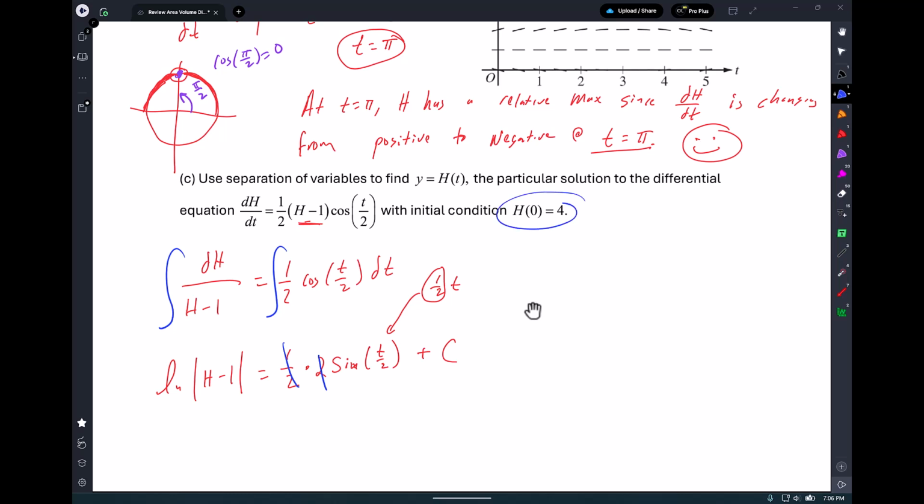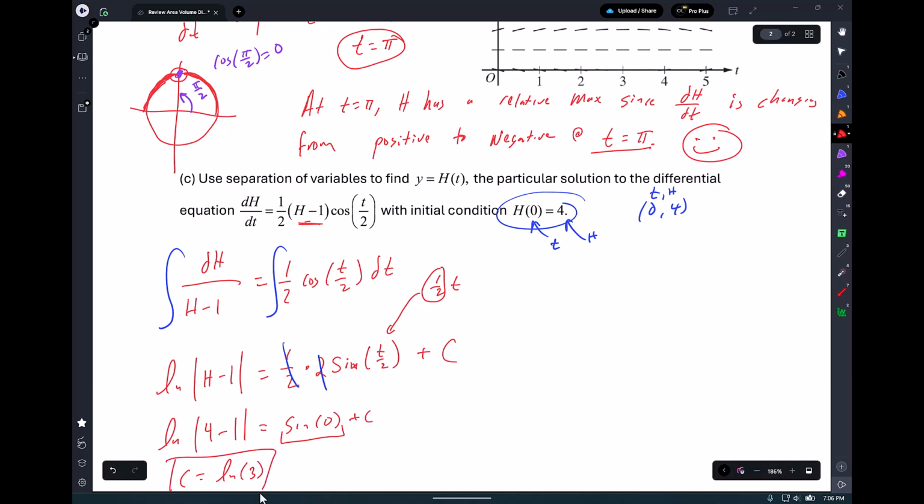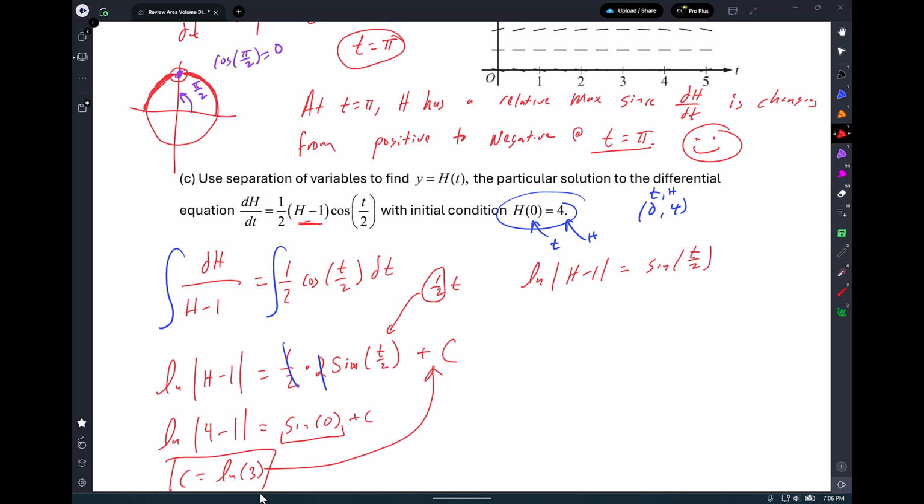I'm going to plug in this point: the 0 is a t and the 4 is an h. So (0, 4), t and h. All right, here we go. ln of the absolute value of 4 minus 1 equals sine of 0 plus c, because I'm just plugging in the 0. 0 over 2 is 0. Sine of 0 is 0, guys. And 4 minus 1 is 3. So c equals ln of 3. I'm going to plug that in right here. So here's what I have: ln of the absolute value of h minus 1 equals sine of t over 2 plus ln of 3. We're still good. I don't see any issues.